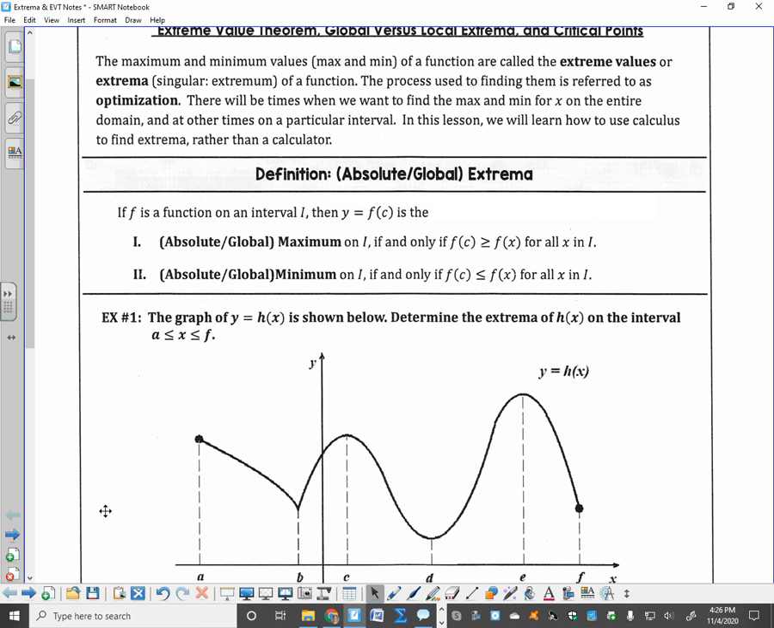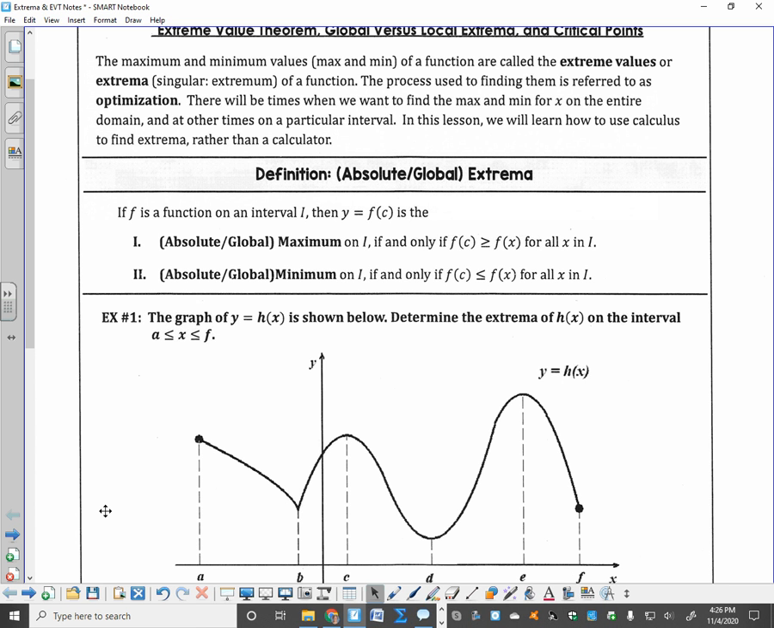Okay. A definition of an absolute or a global extrema. So an absolute extrema is the ultimate max or the ultimate min. So if f is a function on an interval I and y equals f of c is the absolute or global, most of the time you hear the word absolute, maximum on this interval, if and only if f of c is greater than the entire function f of x for all x's in I.